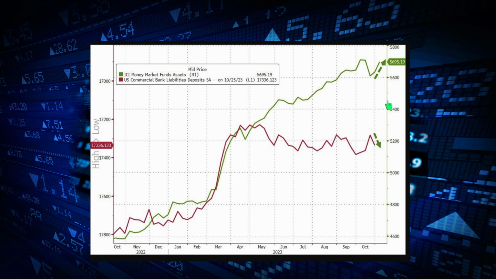Looking over here, this is a little bit different. We're going to be looking at money market funds. There's continued inflows to money market funds. That makes sense. Yields around 5%.